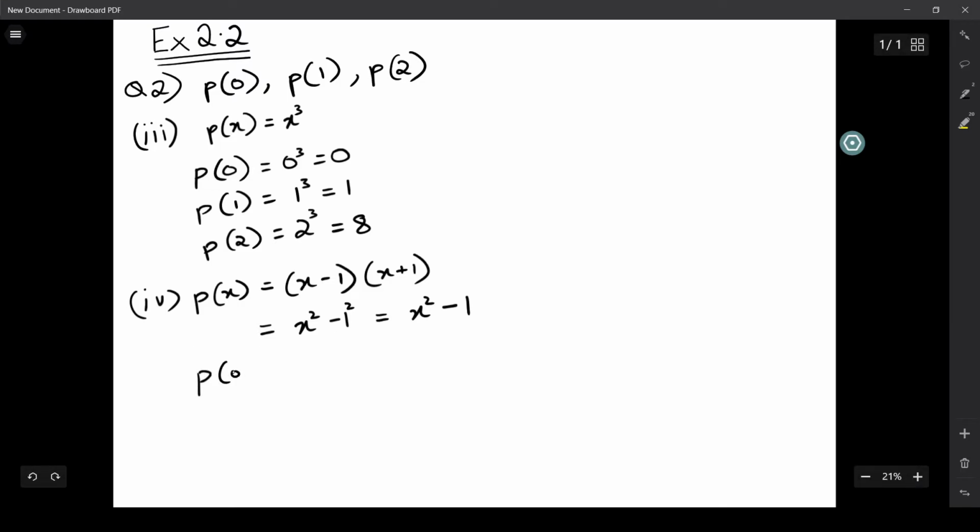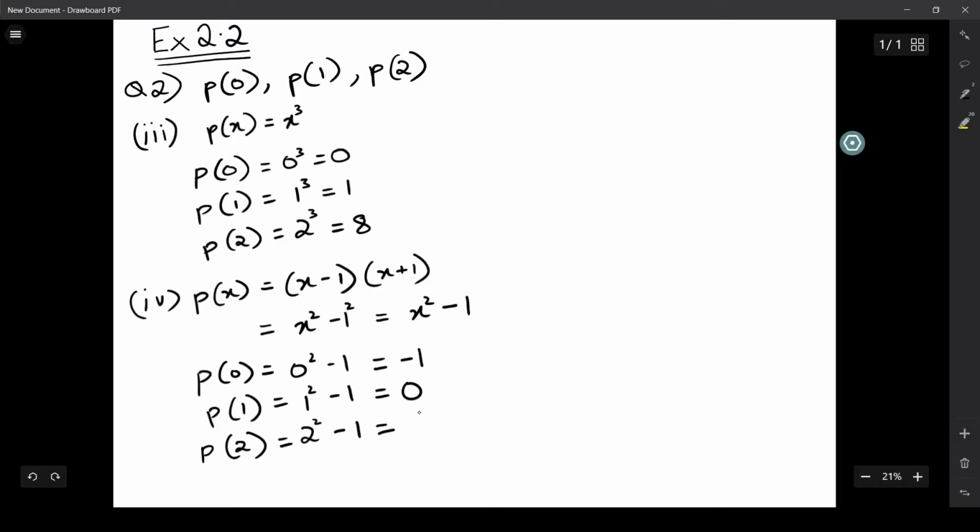And now, to get p of 0, I will replace x with 0 over here, and I get 0 square minus 1, which is equal to minus 1. P of 1 becomes 1 square minus 1, which is 0. And p of 2 becomes 2 square minus 1, which is equal to 3. And that's the solution for question number 2.